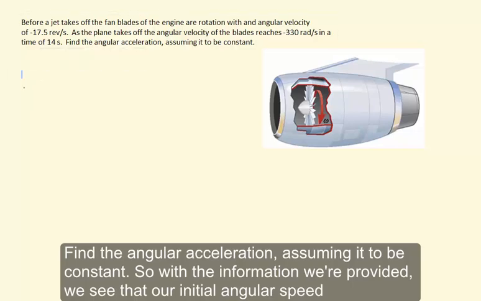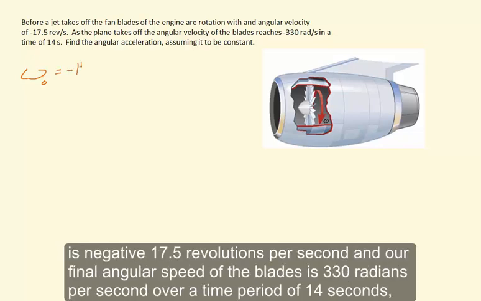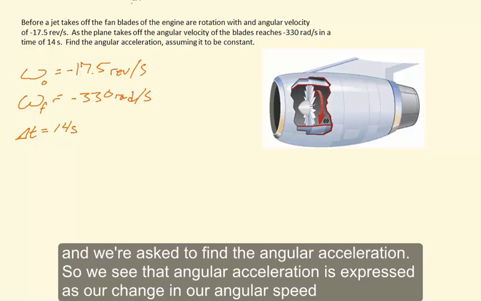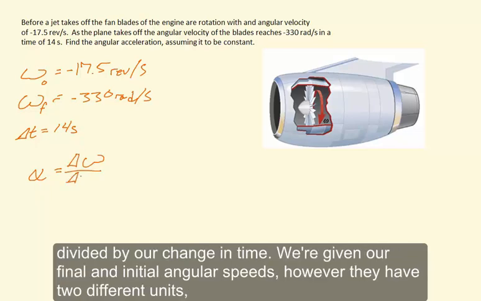So with the information we're provided, we see that our initial angular speed is negative 17.5 revolutions per second, and our final angular speed of the blades is negative 330 radians per second over a time period of 14 seconds. And we're asked to find the angular acceleration. So we see that angular acceleration is expressed as our change in our angular speed divided by our change in time. We're given our final and initial angular speeds, however they have 2 different units.